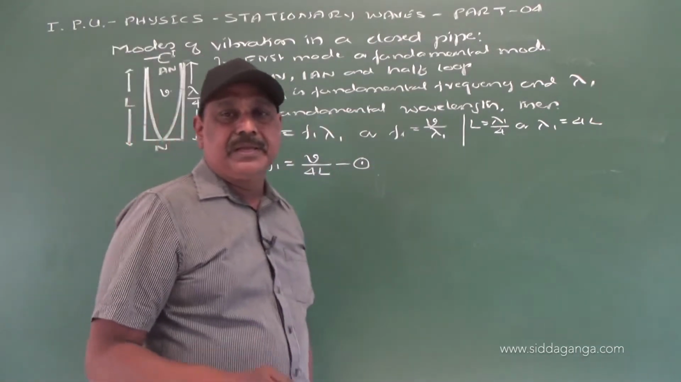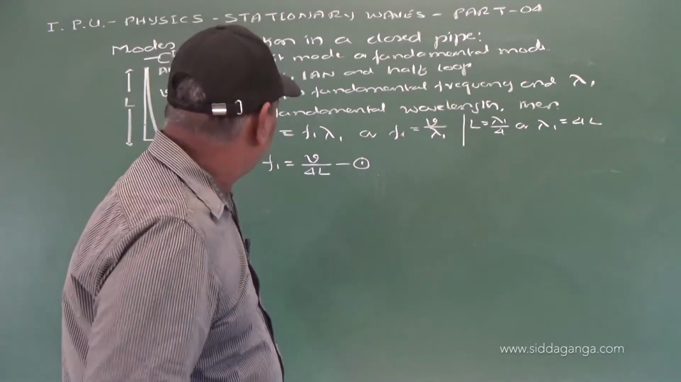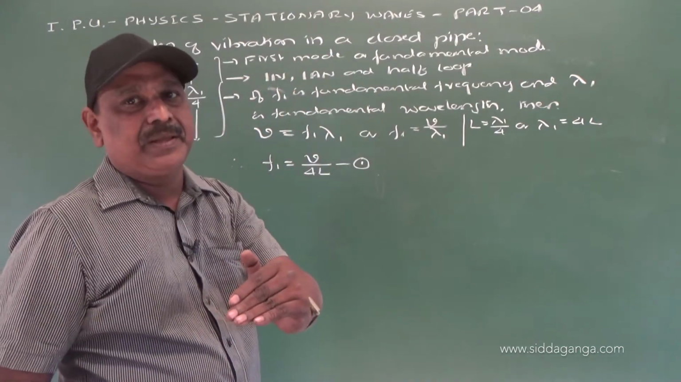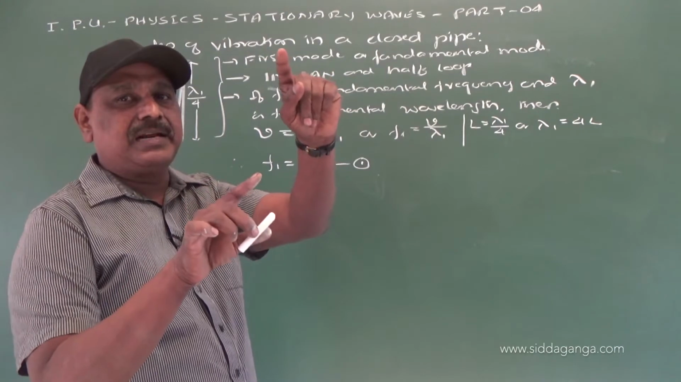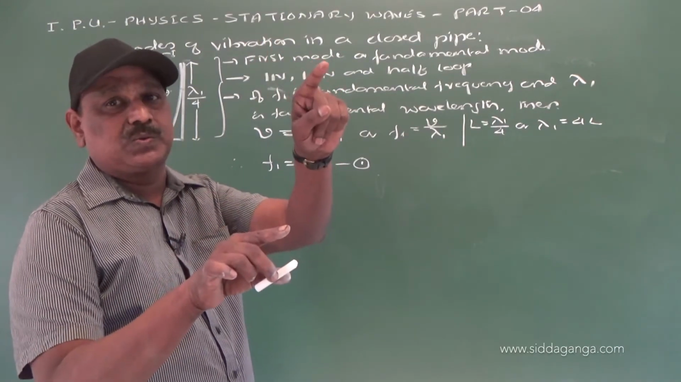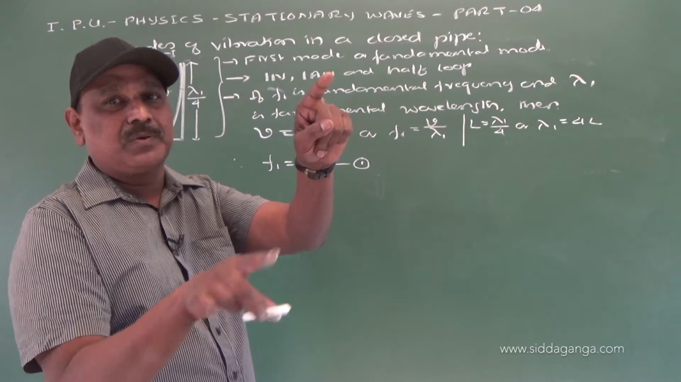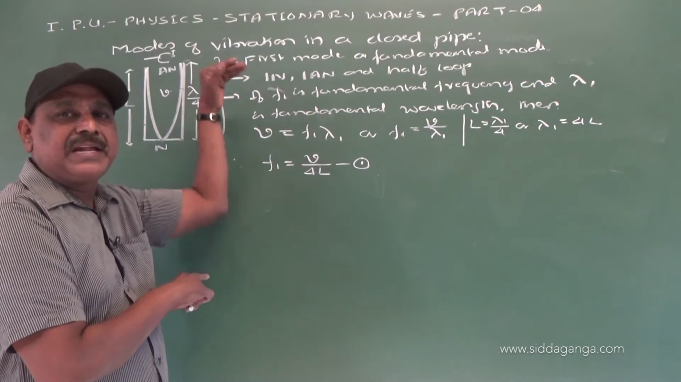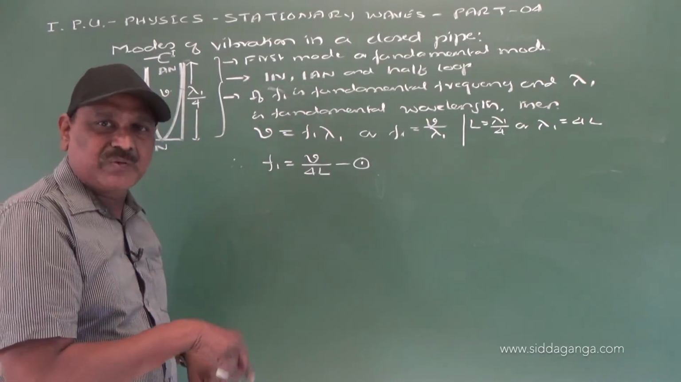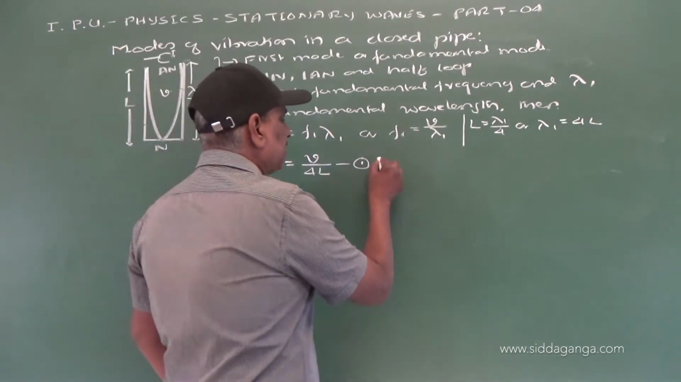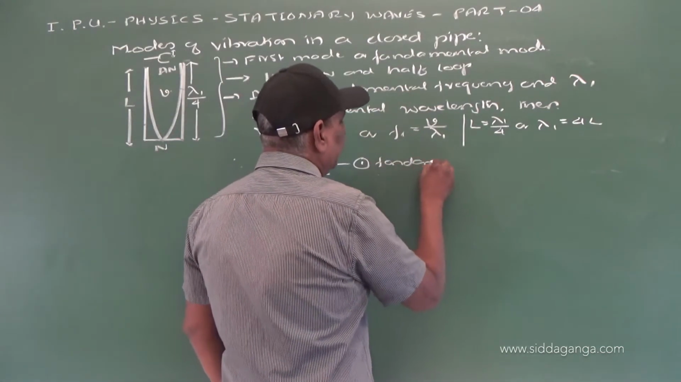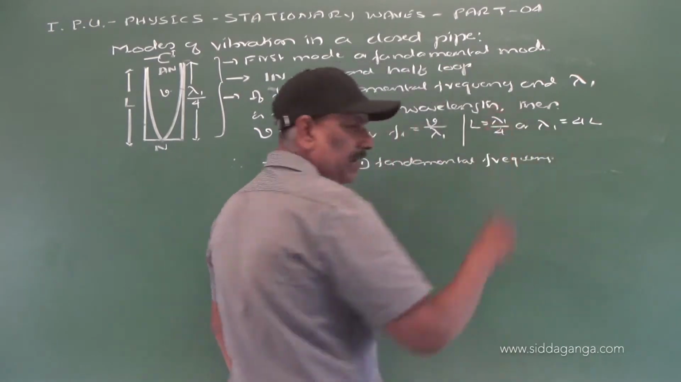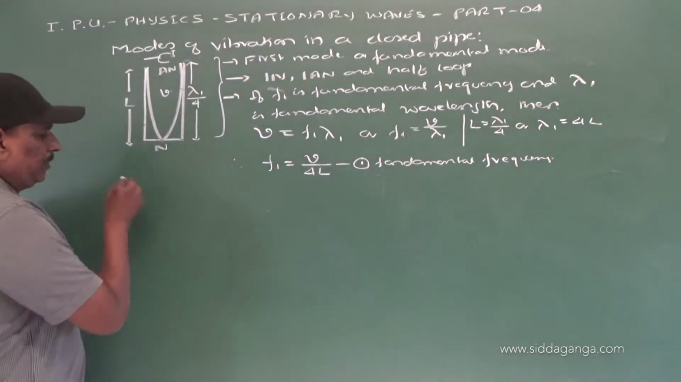Recall that in case of an open pipe, the fundamental frequency comes out to be V by 2L, because there we have taken the distance between two antinodes, lambda by 2. Here we are taking the distance between a node and an antinode, which is lambda by 4, therefore it is 4L, and it is called the fundamental frequency.